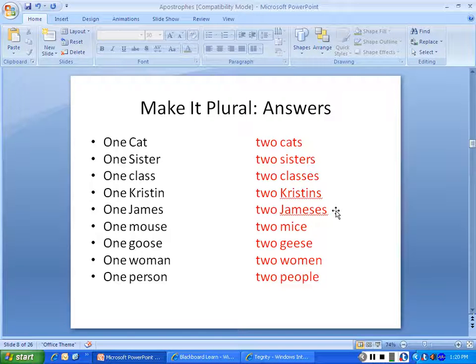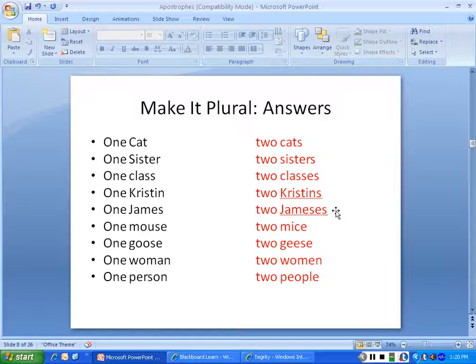Let's check your work. One cat becomes two cats. One sister becomes two sisters. One class becomes two classes with an ES. One Kristen becomes two Kristens, as in the sentence, I have two Kristens in my class this semester, so I tell them apart by their last names.